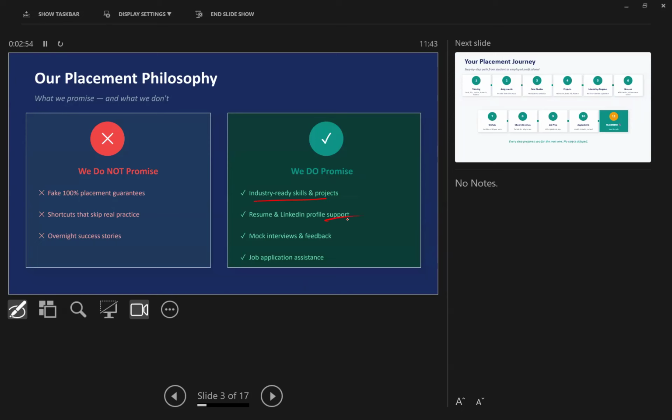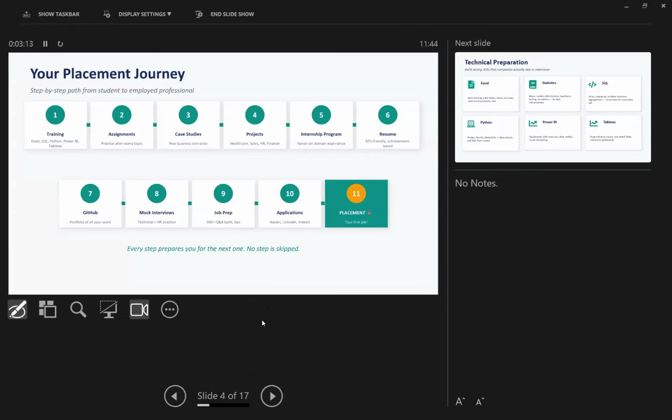Complete resume and LinkedIn support, mock interviews and feedback, we are going to give you a lot, and complete job application assistance. This entire placement assistance will continue until you get the job. It's not just for 2 or 3 months after the course. Until you get the job, this will be followed. Okay, so now I will walk you through the step-by-step process: what exactly and how exactly are we going to follow from day one until you get the placement?